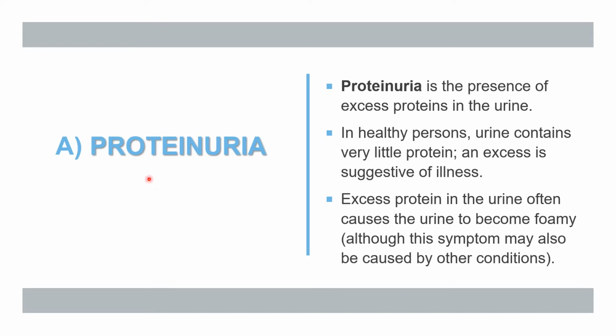First of all, we will discuss proteinuria. What is proteinuria? It is the presence of excess proteins in the urine. In healthy persons, urine contains very little protein, and excess is suggestive of illness. Excess protein in the urine often causes the urine to become foamy, although this symptom may also be caused by other conditions. So mainly proteinuria is the presence of excess proteins in the urine.